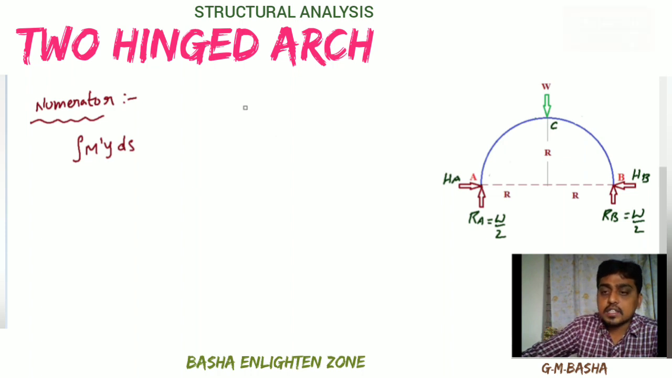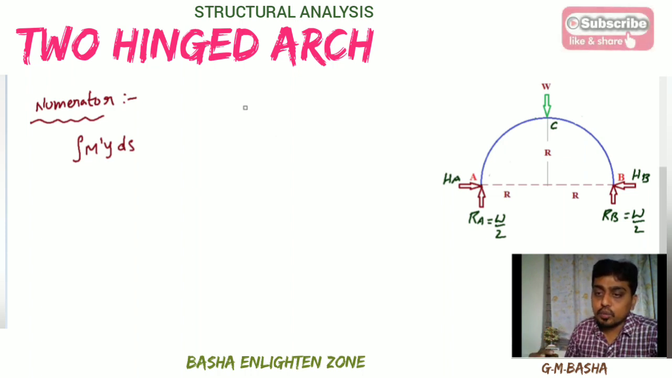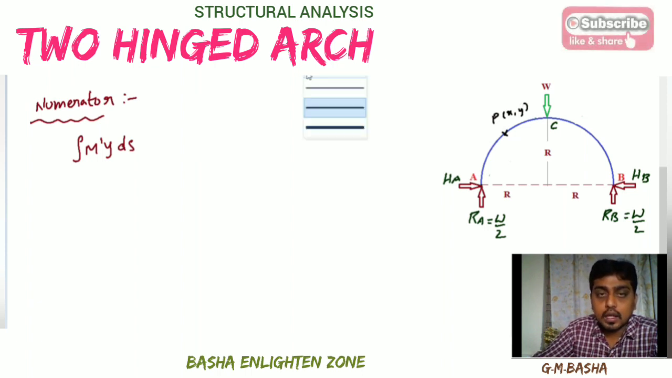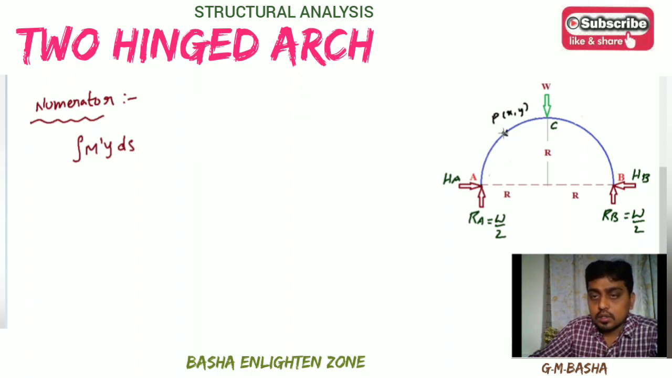After knowing the reactions at the supports, our next step is to consider a point P at x comma y in the arch. So I am considering point P at x comma y in the arch, so here I am considering like this.